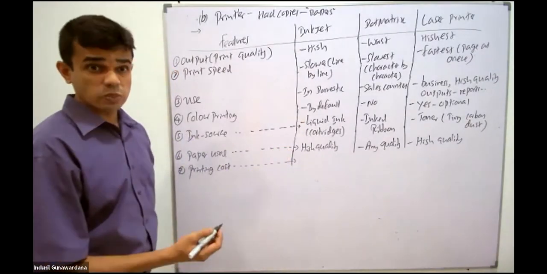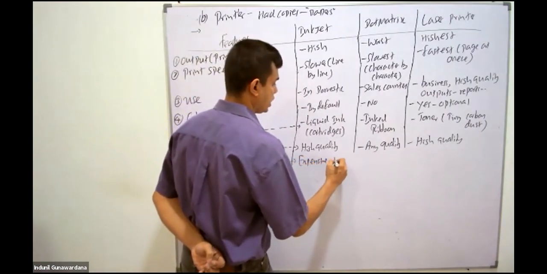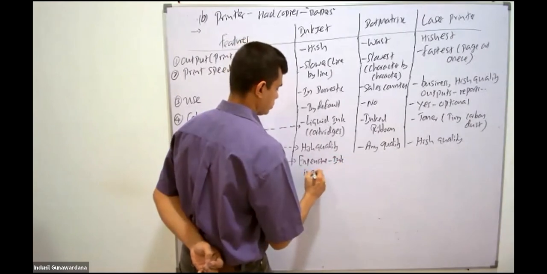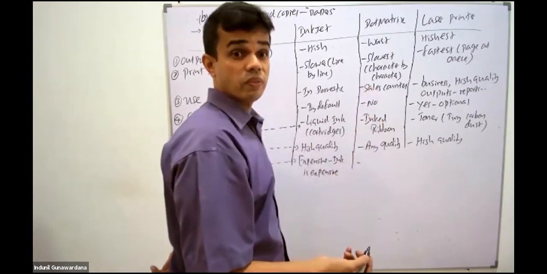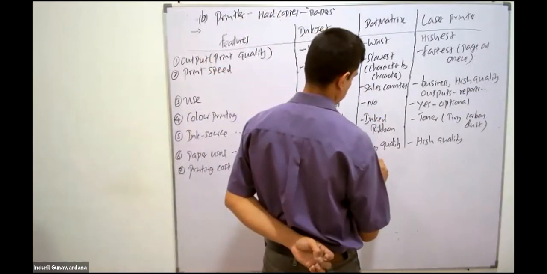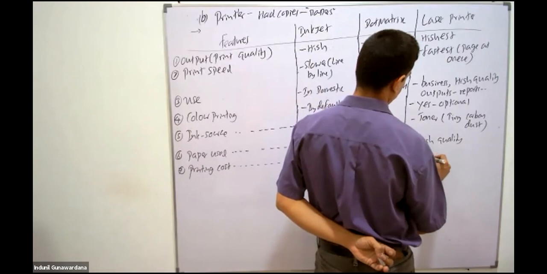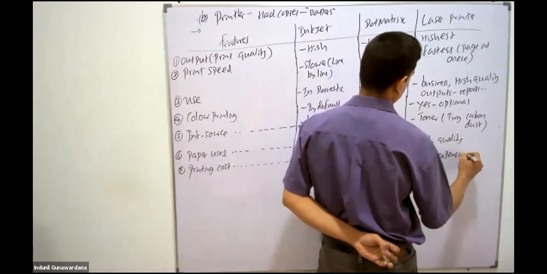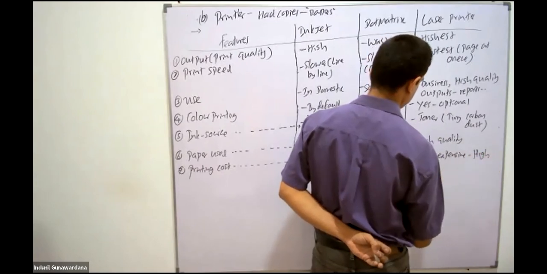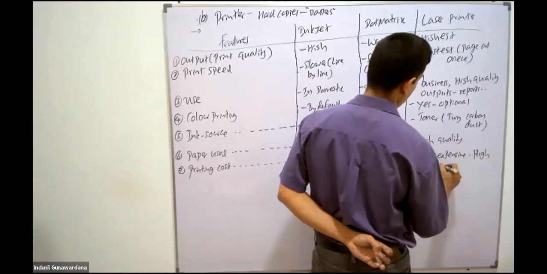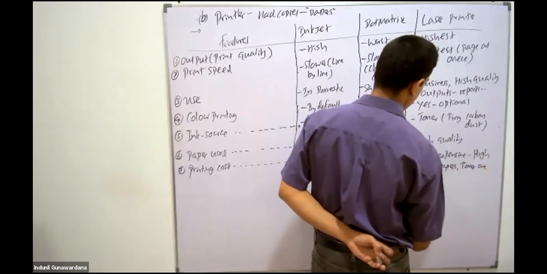Inkjet is that it's expensive. Why? Ink is expensive. In this case, dot matrix, very cheap. In this case, the most expensive. The reason is paper or high quality papers are required. High quality papers as well as toner are expensive.